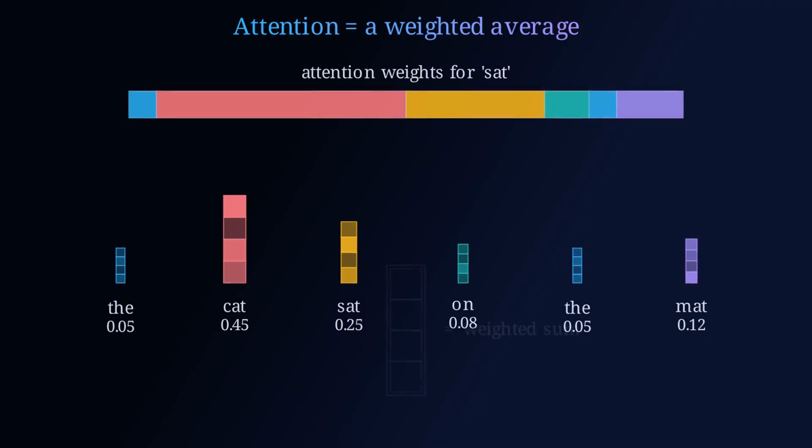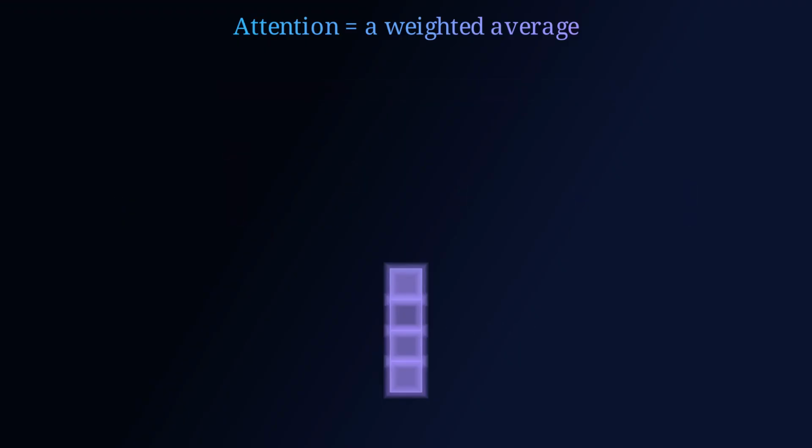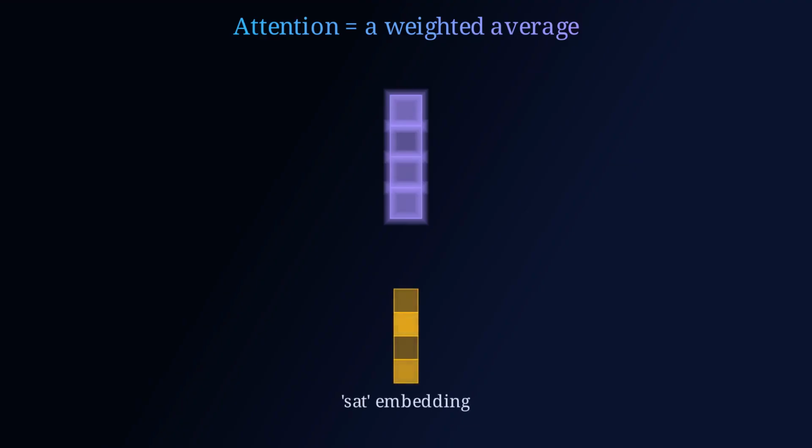Watch the output vector literally build itself. We start from 0 and slide each weighted value in, one at a time. The "cat" contribution dominates and pushes the result strongly in its direction. The tiny contributions nudge it only slightly. And there it is, a brand new vector for "sat." It is no longer just "sat" in isolation. It is "sat" blended with a heavy dose of "cat," a bit of itself, and traces of the rest. The word now carries its context inside it.